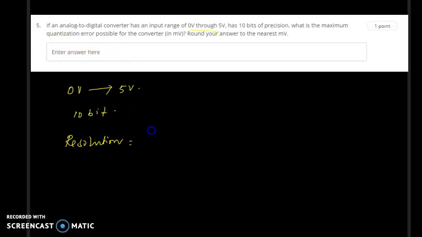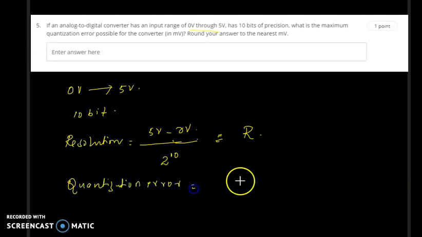So resolution is the highest voltage minus the lowest, divided by 2 power 10. So this is the resolution. Let us take it as R. Then what is the quantization error? The quantization error is plus or minus R by 2. If R is 5 millivolt, then the quantization error is 5 millivolt divided by 2, that is 2.5 millivolt.